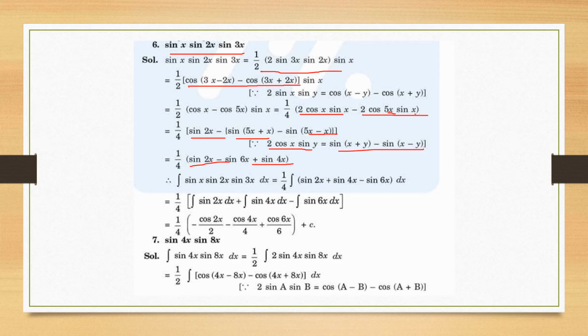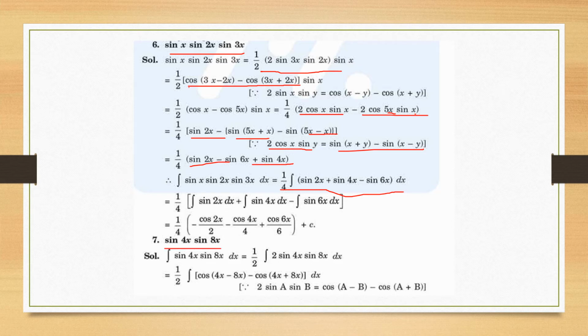Now we can integrate: sin 2x gives minus cos 2x upon 2, sin 4x gives minus cos 4x upon 4, plus cos 6x upon 6, plus c. Be careful that the integral of sine is minus cos.